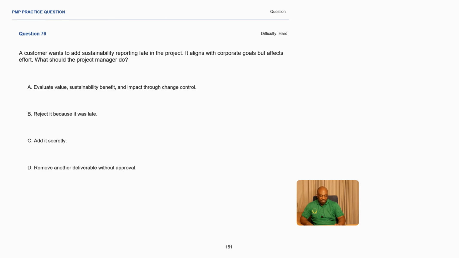Practice question number 78. A customer wants to add sustainability reporting late in the project. Okay, it aligns with corporate goals but affects effort. What should the project manager do? So the level of difficulty here is also hard. All right, what is our problem statement? A customer wants to add sustainability reporting, okay, late in the project, but it aligns with corporate goals. It's going to affect the effort. So what should the project manager do?